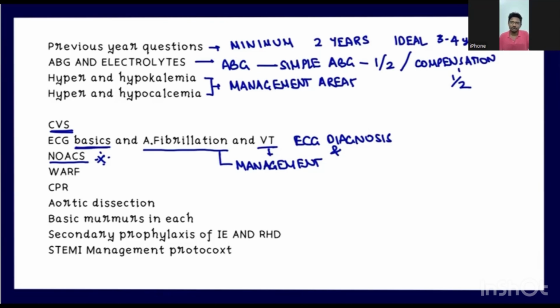Next, rate control versus rhythm control, drugs in rate control, rhythm control, rate control in LV dysfunction, what drugs can be used, and beta blockers are contraindicated in asthma. So these things they are continuously asking.